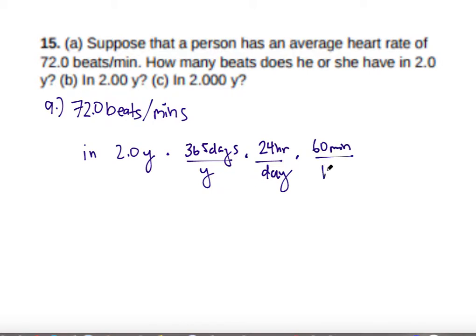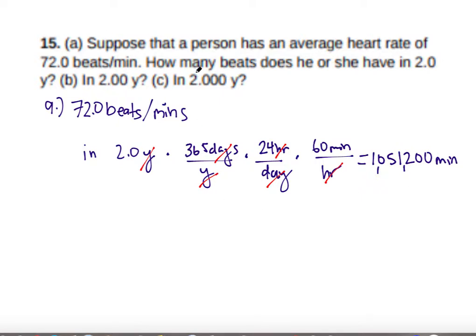So if I multiply all of these together, I can actually see that the years unit would cancel out, the days unit cancel, the hours cancel, and I have only minutes left. So this actually tells me how many minutes are in a year. So multiplying 2 by 365 by 24 by 60, I get the huge number of 1051200. So there's 1 million minutes in a year.